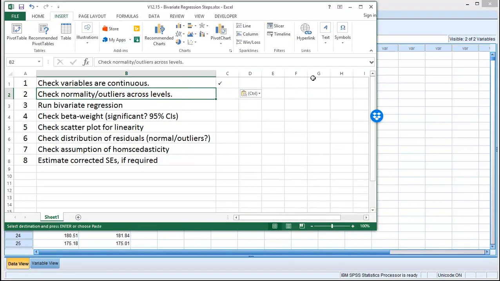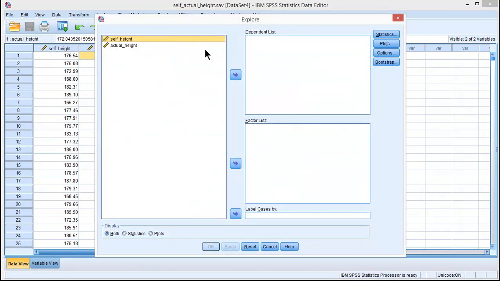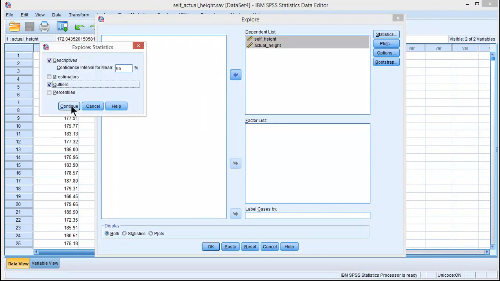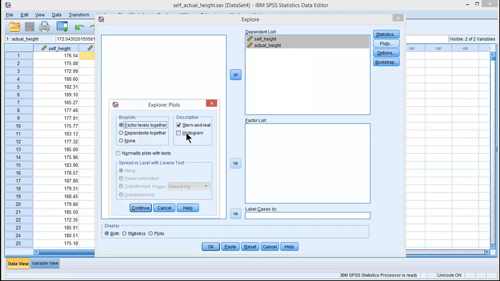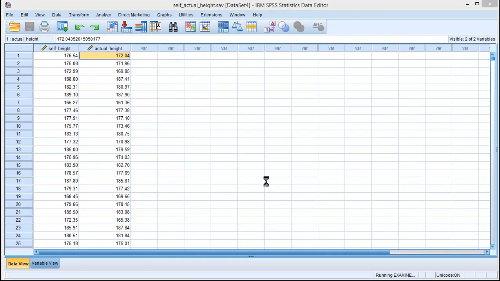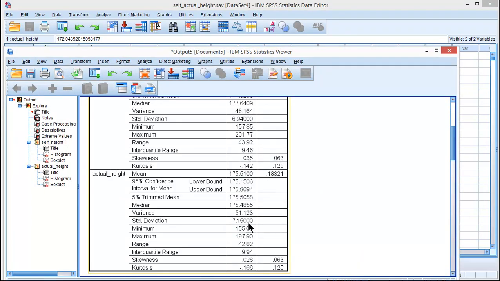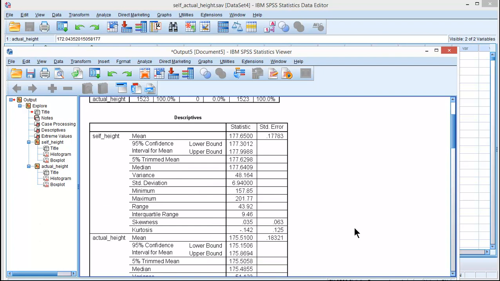The second thing I need to do is look for normality and outliers. So I need to look at that through the Explore utility. I don't have to, but this is certainly an attractive way to do it. Statistics, outliers, and plots, and histogram, stem and leaf. Get rid of the stem and leaf. And we can see the skew and kurtosis levels are very low. So skew is 0.035 for self-reported height, and actual height is 0.026 for skew, well below 2.0, and they're very comparable in magnitude. Kurtosis is less than absolute value of 9. I feel very confident about this.